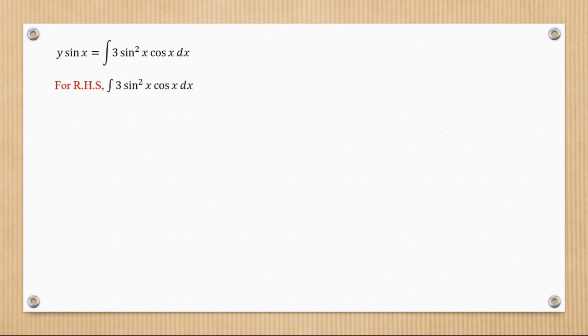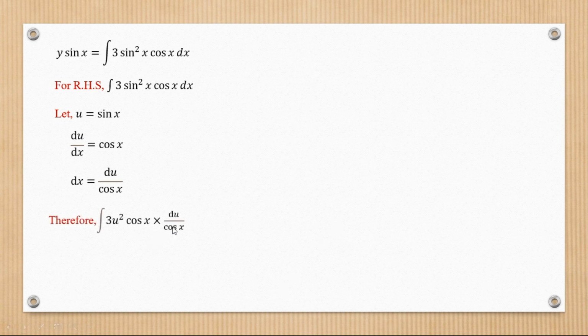Now the right hand side can be solved using U-substitution. We are going to let u be equal to sin x, du/dx should be equal to cos x, and then dx should be equal to du over cos x. So this is what we end up having. You can say that this cos x and this cos x cancel, and we're left with the integral of 3 times the integral of u squared du.